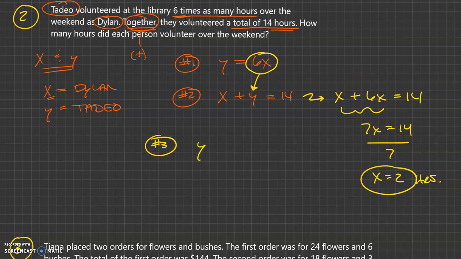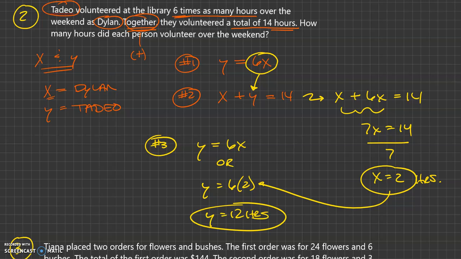Well, I know that he represents y equals 6x, or y is equal to 6 times 2. If we substitute that 2 in, he worked 12 hours. And there's your solution. He's working 6 times as many hours as Dylan. Dylan worked 2 hours. Tadeo worked 12 hours.